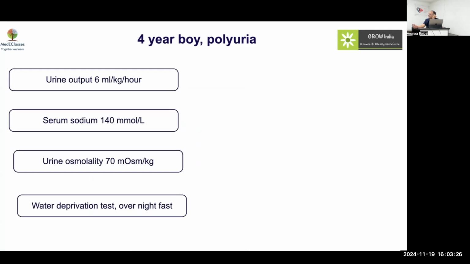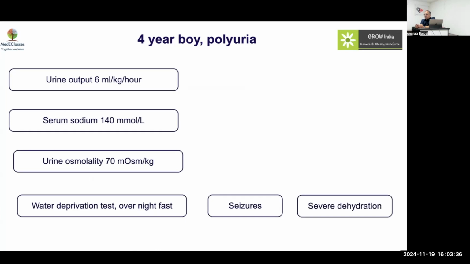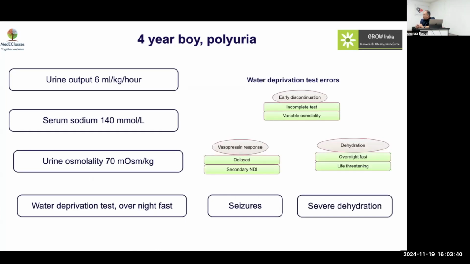He's smaller, just like the case that we discussed just now. But I would be a bit wary about this urine output. In this case it is 15 ml, so I would be more wary. He developed seizure. So this is something you need to be cautious about, that they can develop severe dehydration. This is something to be avoided.